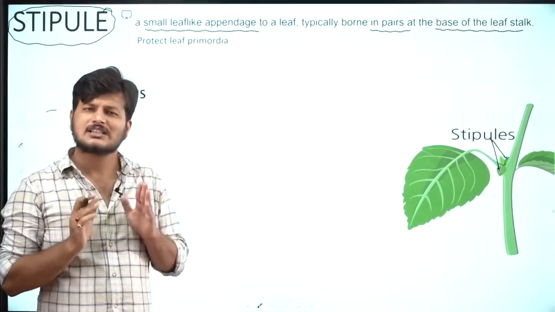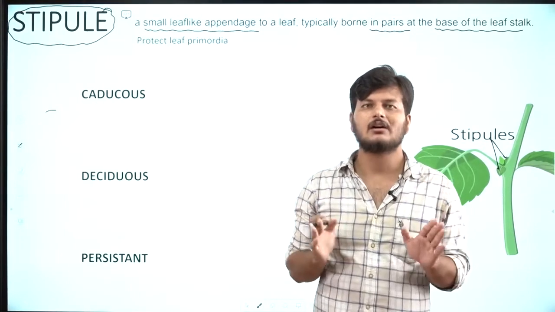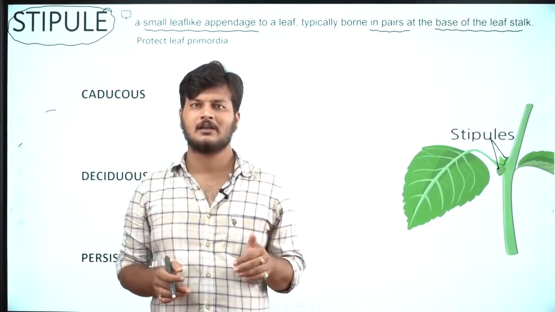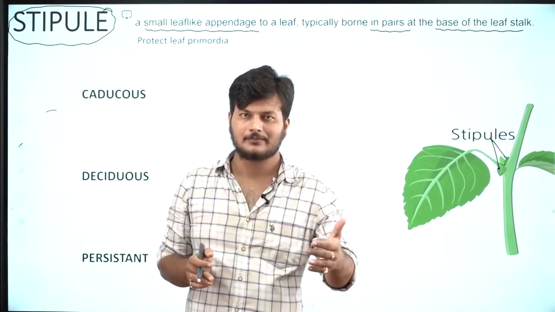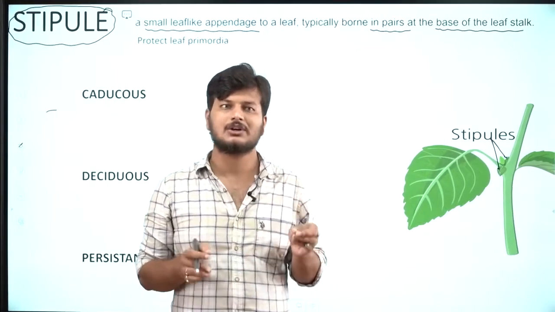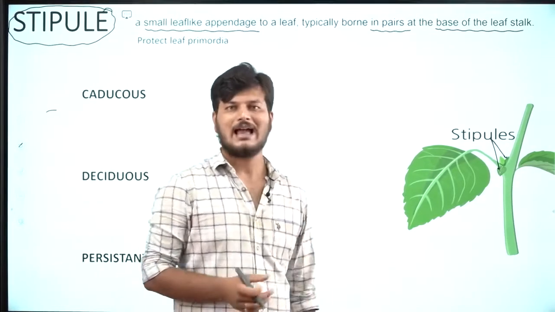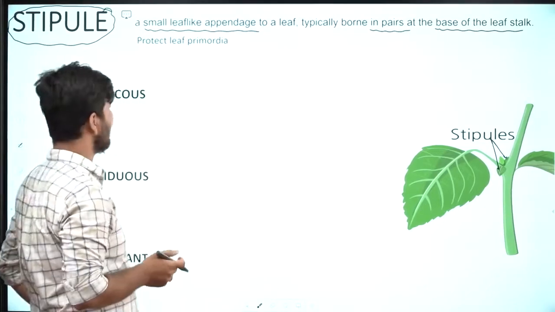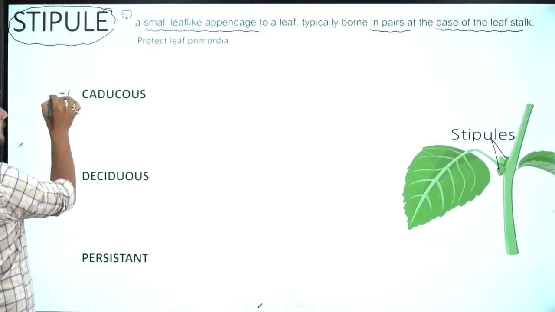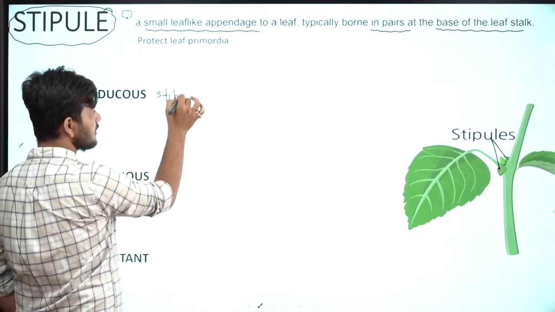Its function is when the leaf is going to form. After the leaf's formation, there is no need of the stipule. But sometimes it remains attached for a certain time, and sometimes it remains permanently. That's why, on the basis of timing of its attachment to the petiole or the leaf, a stipule is categorized into 3 types. The first type given here is the caducous stipule. I am writing here caducous stipule.